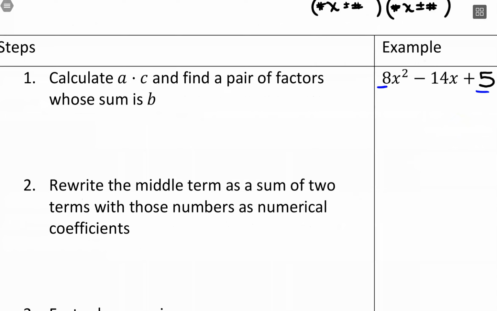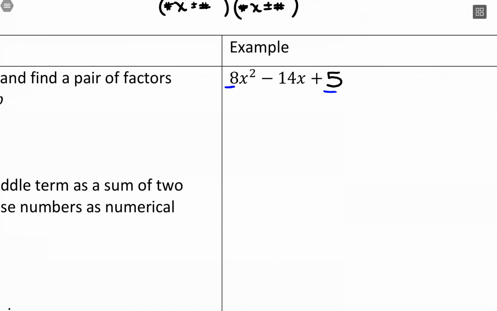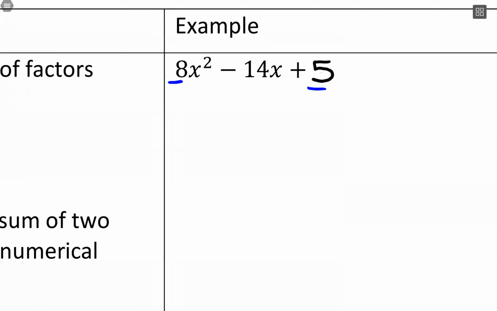Our next piece is going to be to rewrite the middle term as a sum of two terms. So what we're going to do is this 8x squared minus 14x plus 5. The middle term is this negative 14x. And what I'm going to do is split that into two terms. So the 8x squared is going to stay the same, so that'll still be out front there. I'll still have a positive 5.